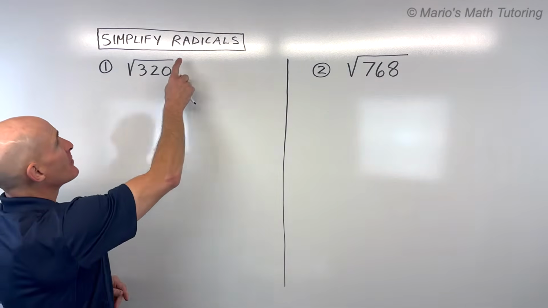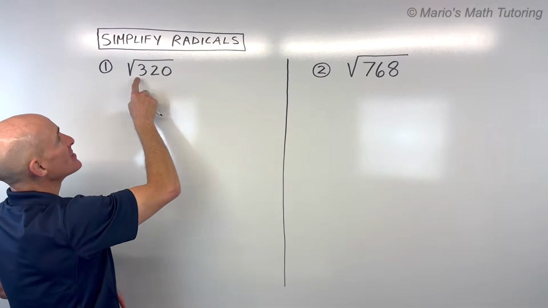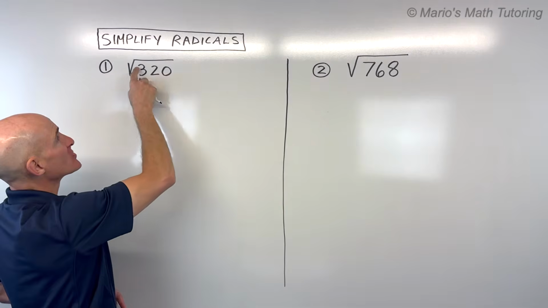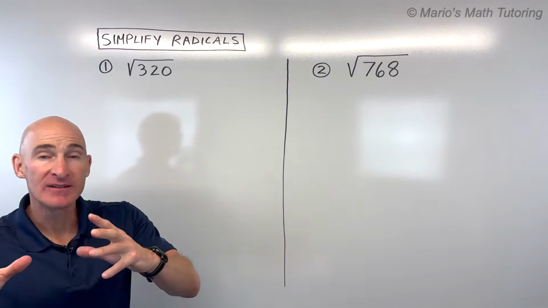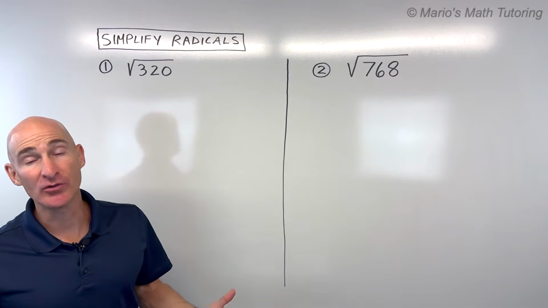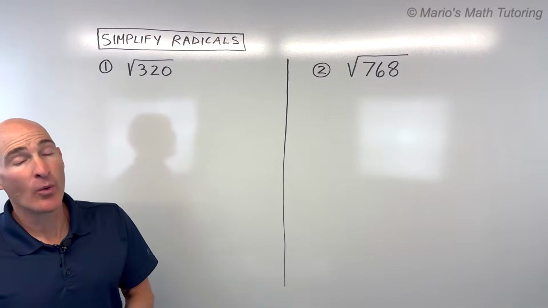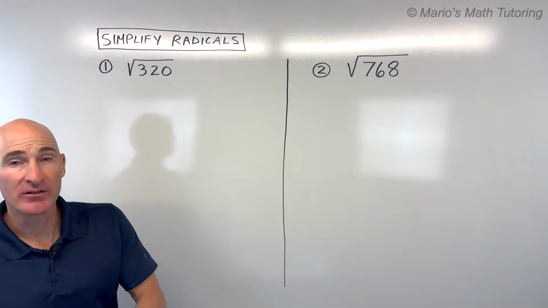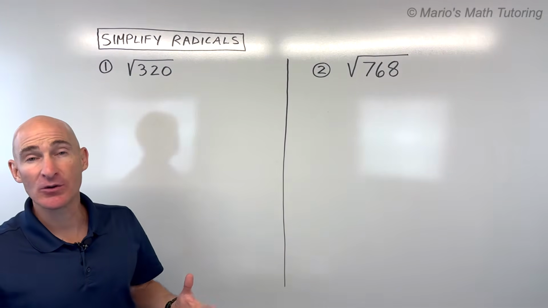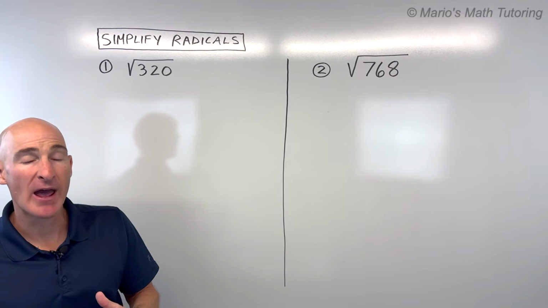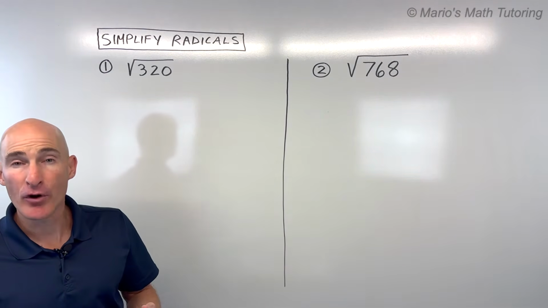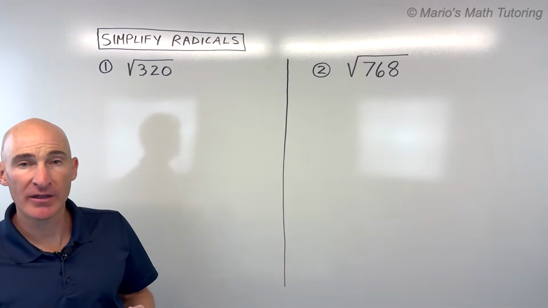When we're talking about simplifying radicals, you see this little funny shape here, this square root of 320. That's asking us what number times itself is equal to 320. Well, there really isn't an integer that when you multiply it by itself equals 320. So what we're going to do is simplify this radical. We're going to pull out perfect squares. That's one way of thinking about it.